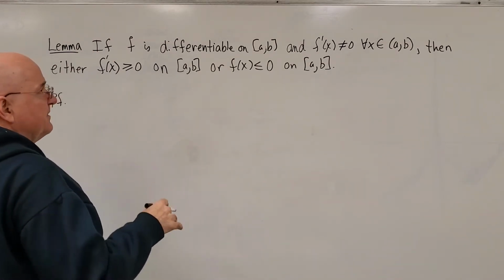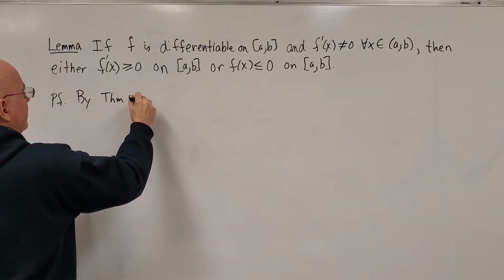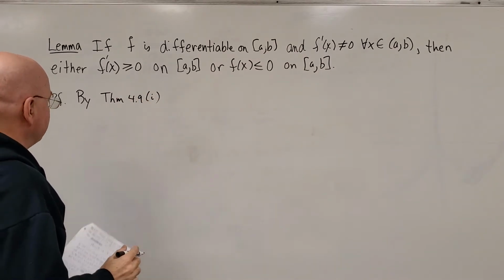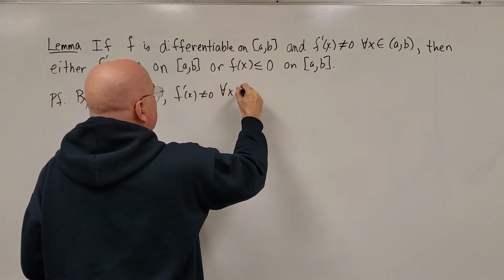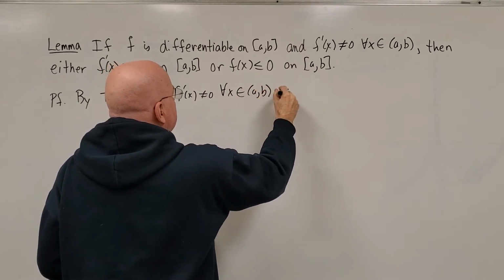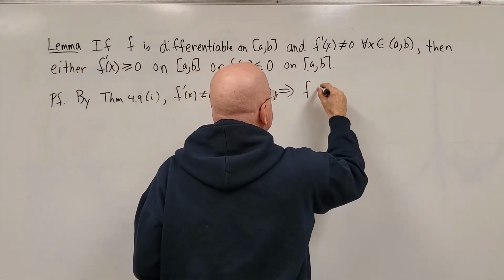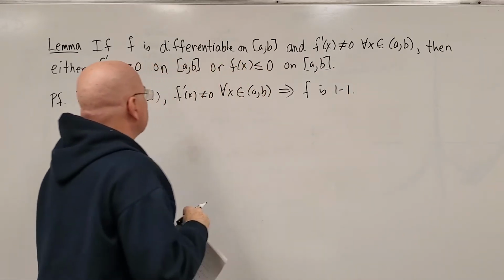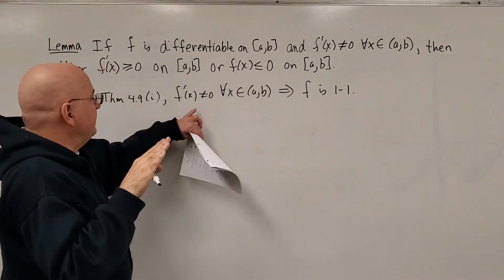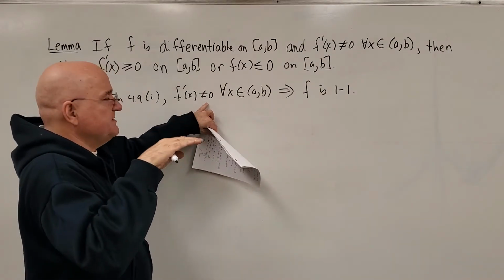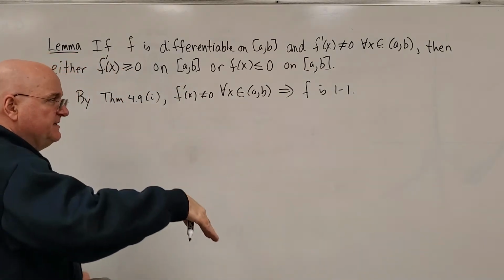We will use theorem 4.9 again. By theorem 4.9, the first part of that, f prime of x not equal to 0 for all x in (a,b) implies that f is a one-to-one function. Remember what this means? This says that if the function is increasing at one point, it is never going to level out and become 0 or negative. It's just going to continue increasing, or it could continually decrease.